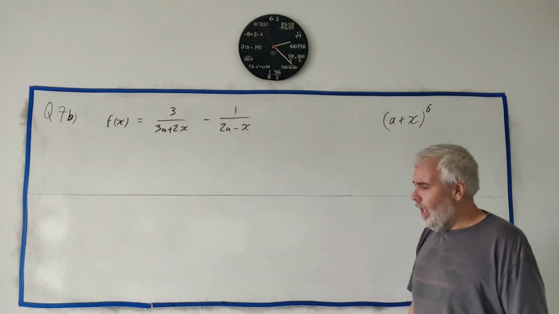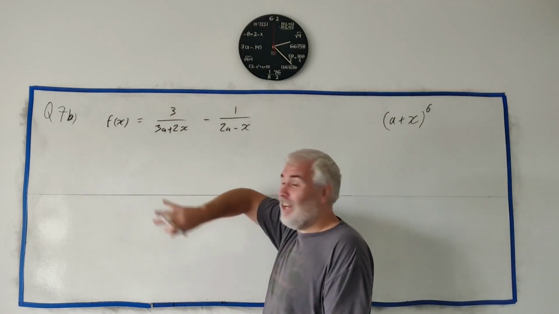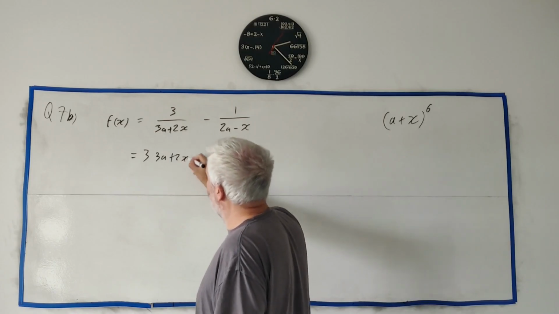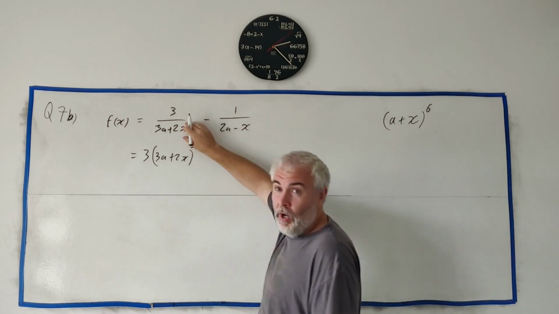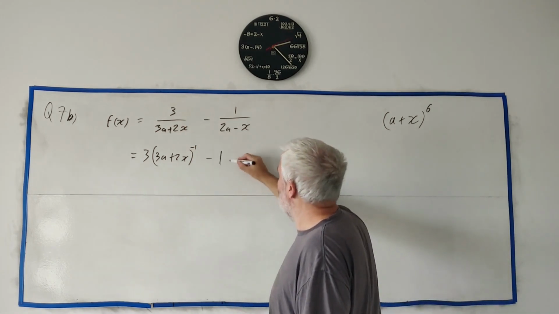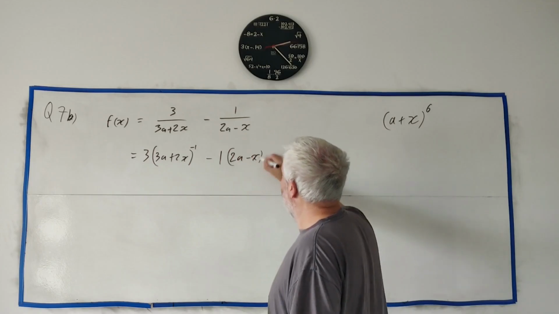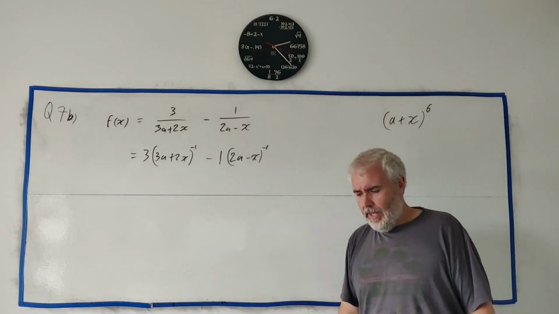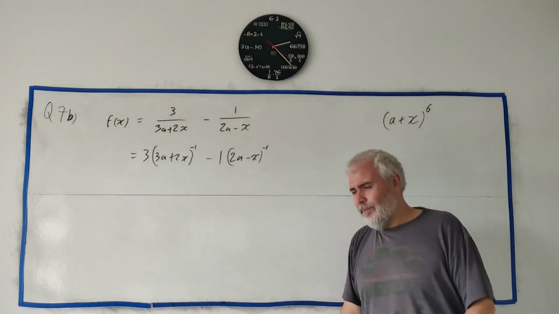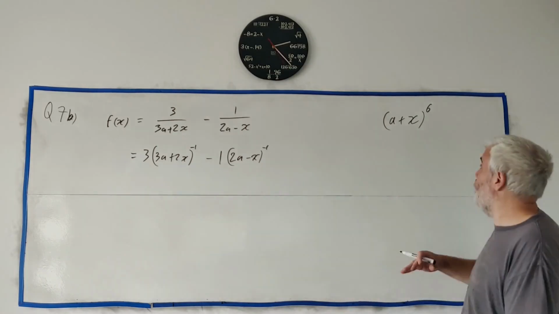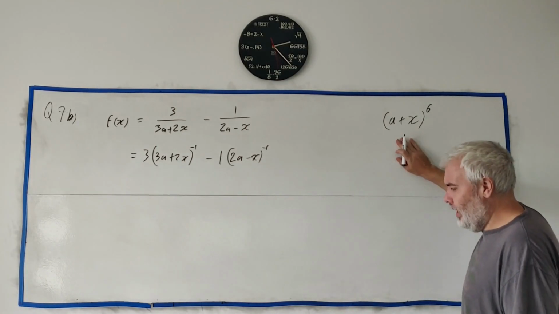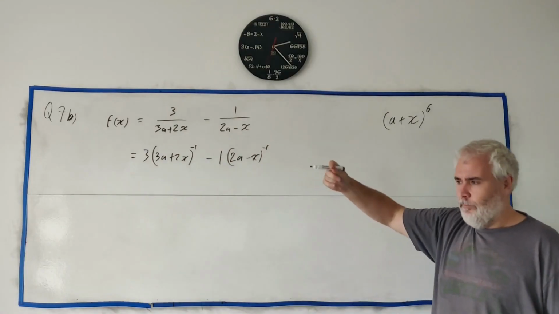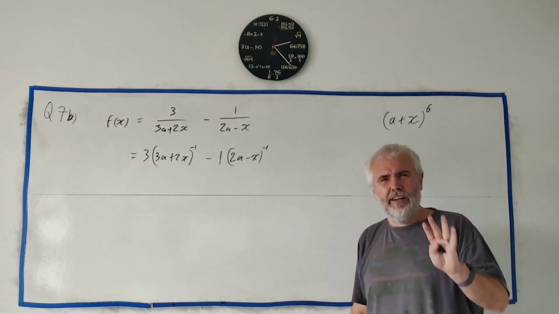So what do we do? First thing is we have to realize we do something like that here. We have, if we rewrite this as 3 times (3a + 2x) to the power of minus 1, and the bottom row is just like minus 1 times (2a - x) to the power of minus 1. Now we have something in a bracket to the power of minus 1. Is that a problem? Sort of, but we have a general formula. We can use a binomial expansion for things that aren't natural numbers on a few conditions.